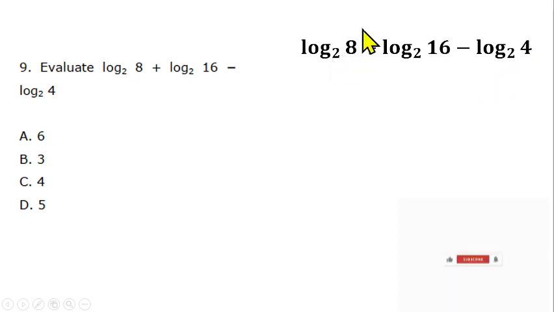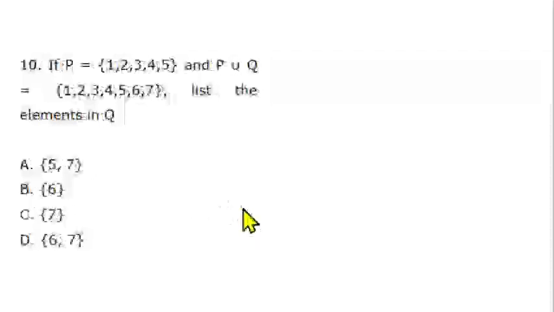I can raise 2 3 times to get 8. I can raise 2 4 times to get 16. I can raise 2 2 times to get 4. So that should give us 3 plus 4 minus 2, and that should give us a 5, which is option D.